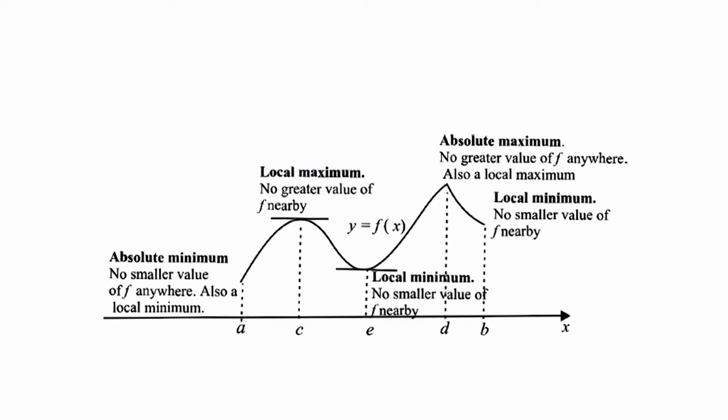In the figure, the function defined on the closed interval a b has local minima at a, e and b and local maxima at c and d. a is an absolute minimum point and d is an absolute maximum point. By the definition, it is clear that every absolute maximum is a local maximum and every absolute minimum is a local minimum. However, the converse is not true, as in the figure above. The local maximum c is not an absolute maximum and the local minima e and b are not absolute minima.